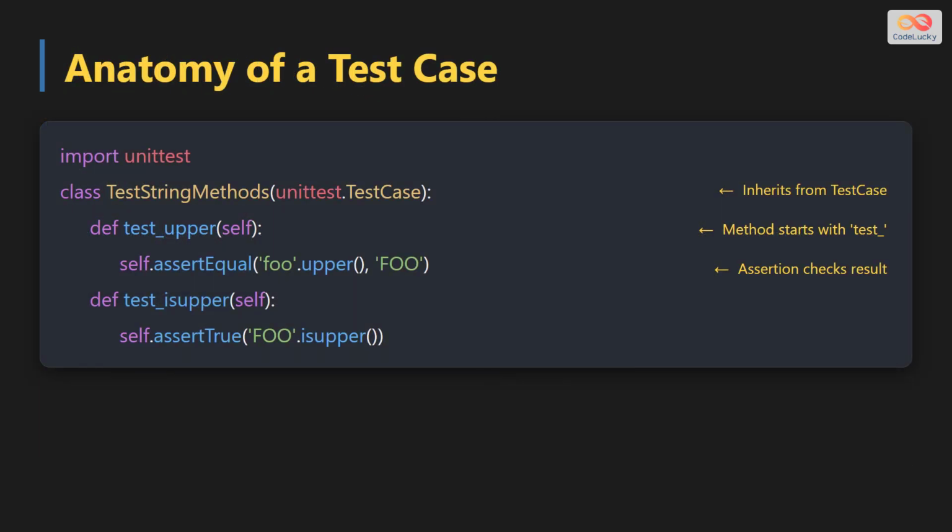Here is what a test looks like in code. First, we import unittest. Then we create a class that inherits from unittest.TestCase. Inside that class, any method starting with the word test will be run automatically. Inside the method, we use assertions to check if things are correct.